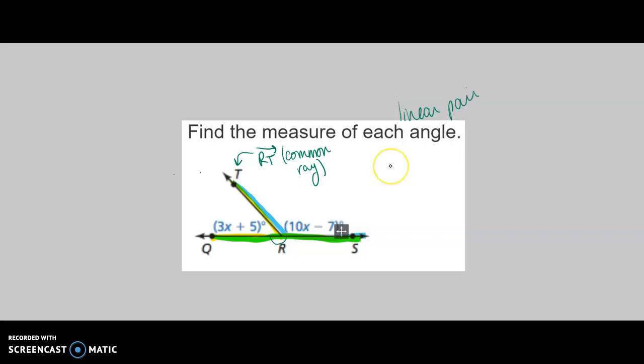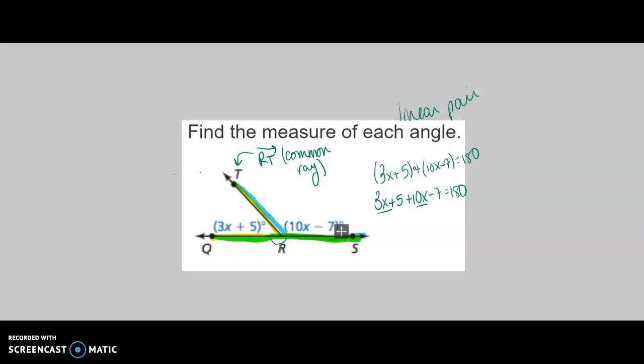Okay. So we have one angle plus the other angle is equal to 180. So one angle plus another angle is equal to 180. So this says 3x plus 5 plus 10x minus 7 is equal to 180.